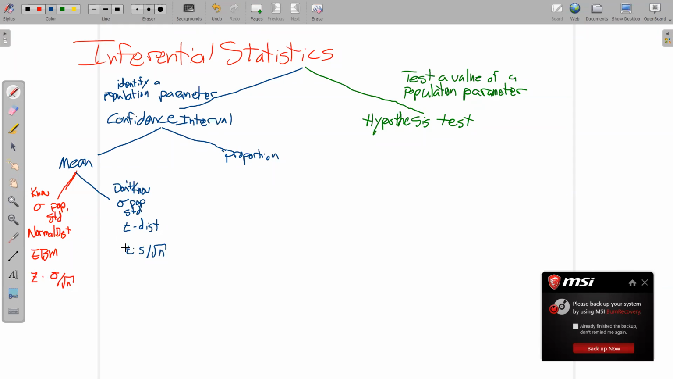And mostly we'll end up down this path here. So if we don't know the standard deviation of the population, and another case we'll use this is for small sample sizes. So the central limit theorem says even if you know the standard deviation of the population, you still want to have a sample size n that's greater than or equal to 30.